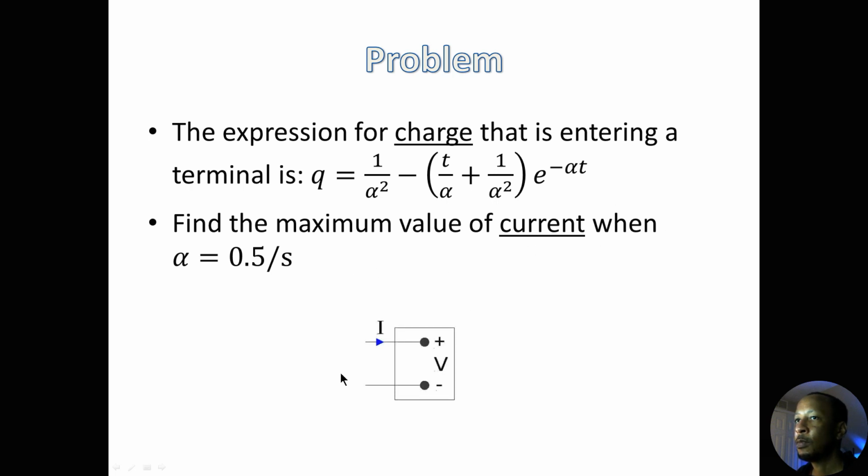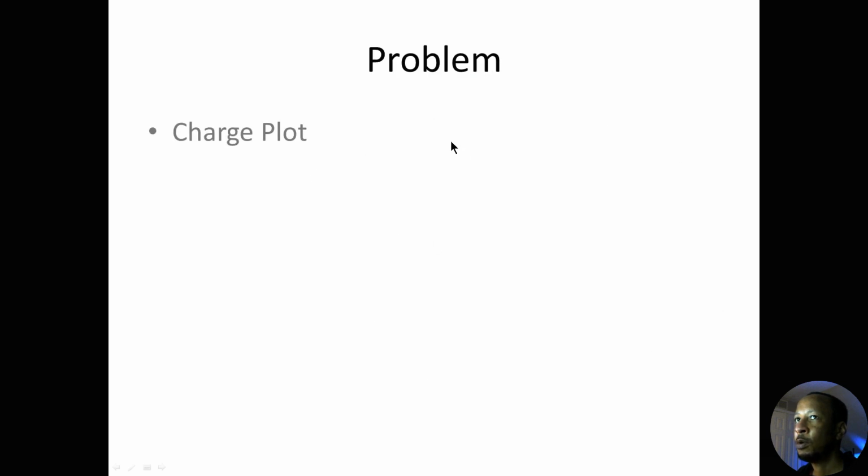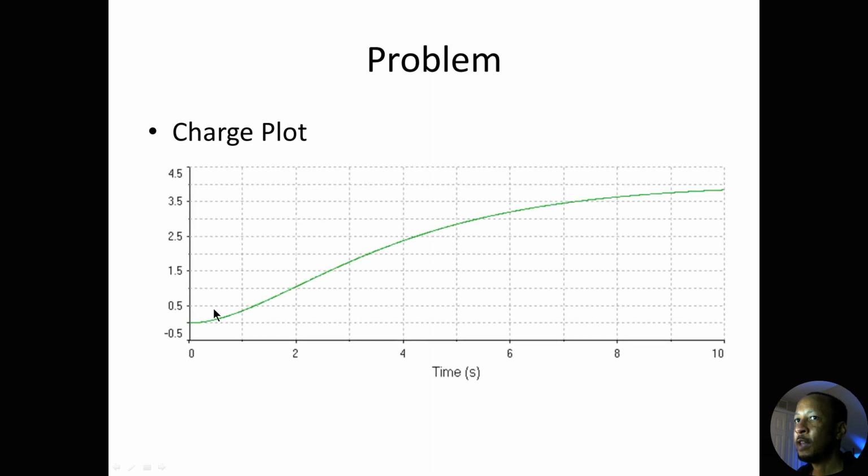Okay, so here's your diagram of your current going in, and we want to find the maximum value of current given this expression for charge. So the charge plot, what does that look like? It looks like this. It's plotted over a time span of 10 seconds, and this is what your charge plot looks like.